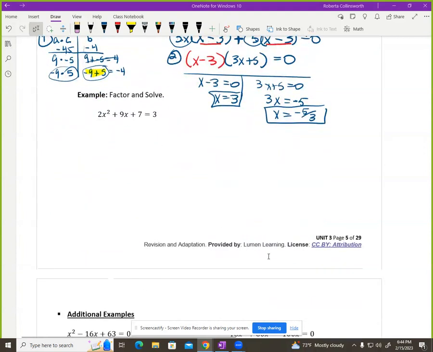Okay, so let's do another one. Notice that this one is not set equal to 0, so I need to move this over. I'm going to subtract 3 on both sides. I get 2x squared plus 9x plus 4 equals 0.